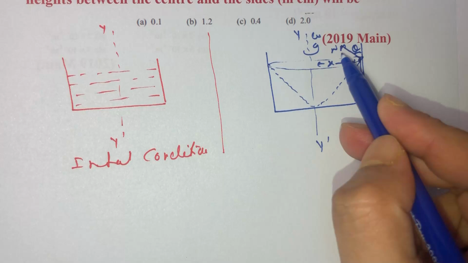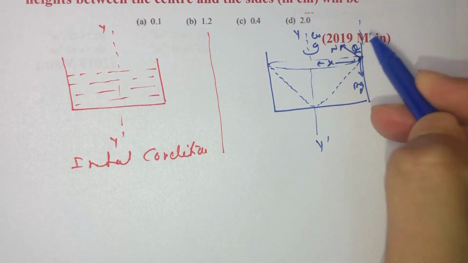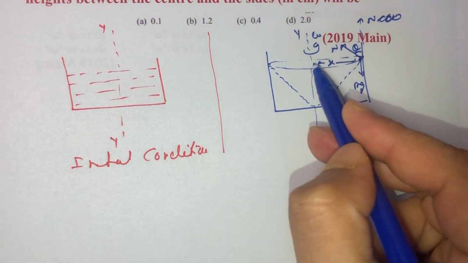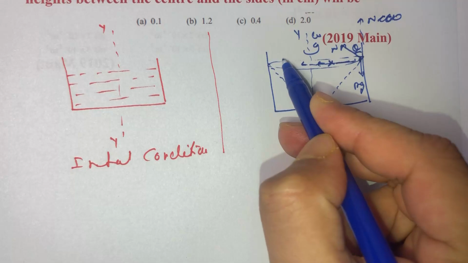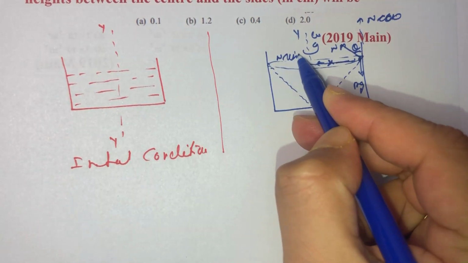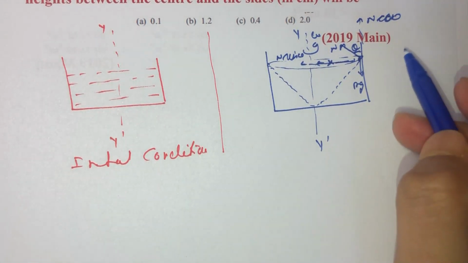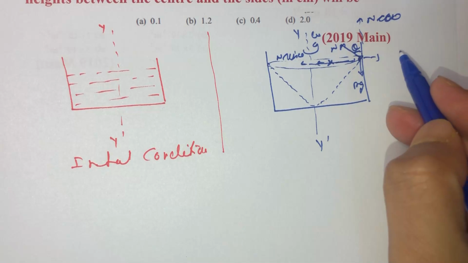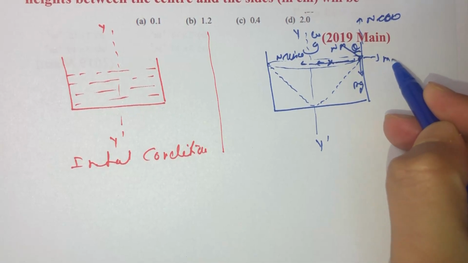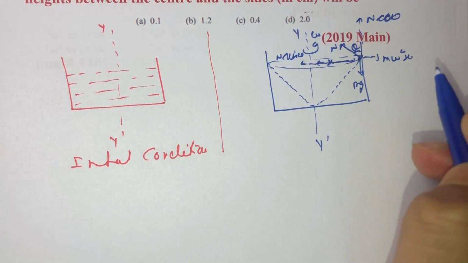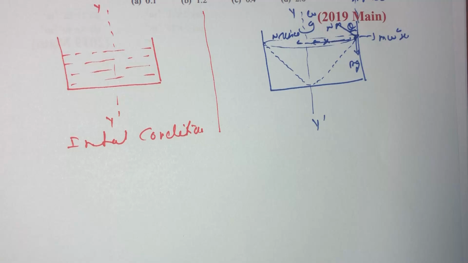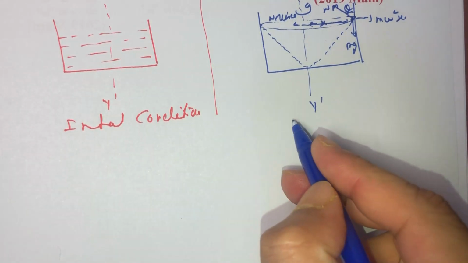So we can divide N into two components. This one will be N cos theta, and we are going to have this as N sin theta, and we are going to have a force that will be equal to m omega square x. So we can write the equation, and we say this is our final condition.